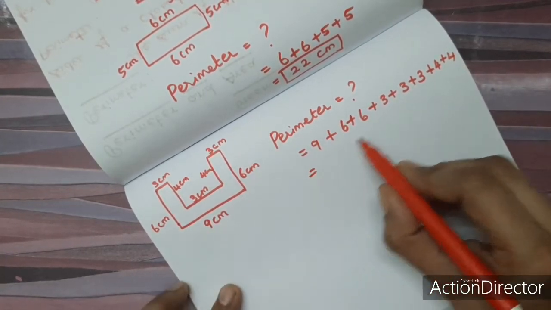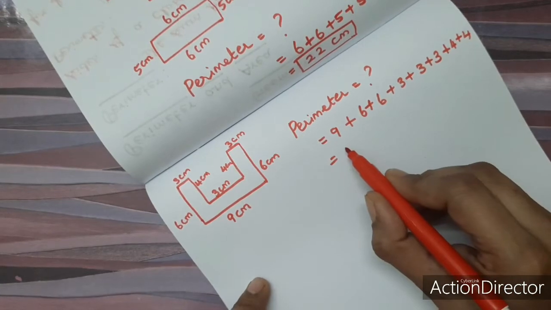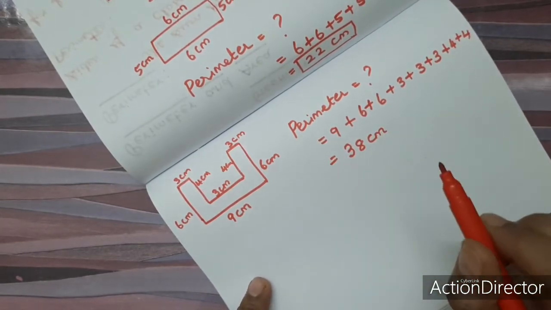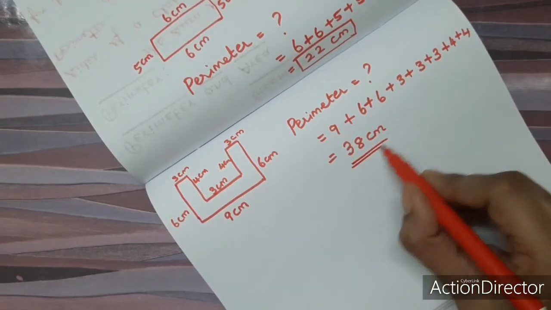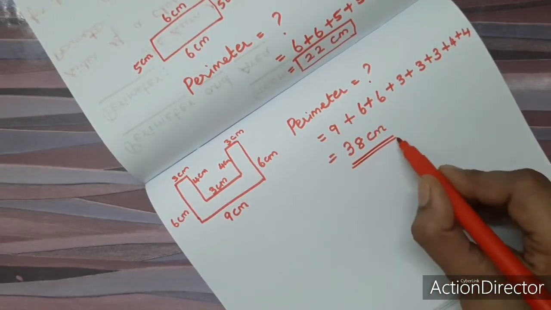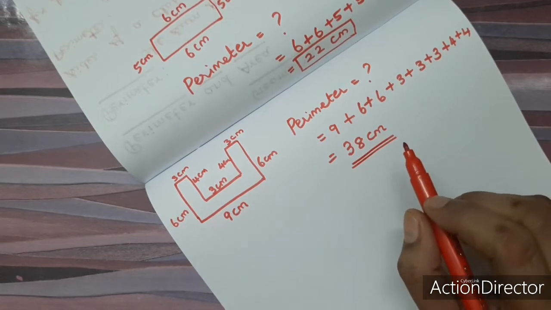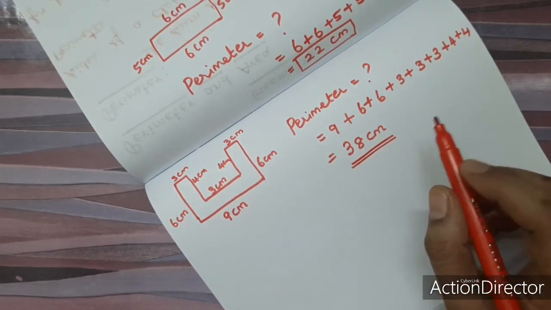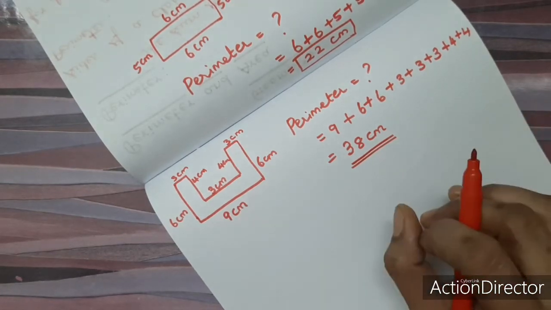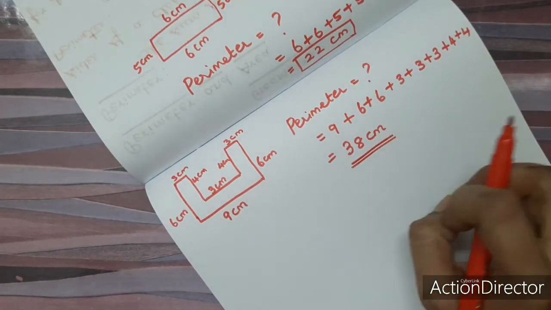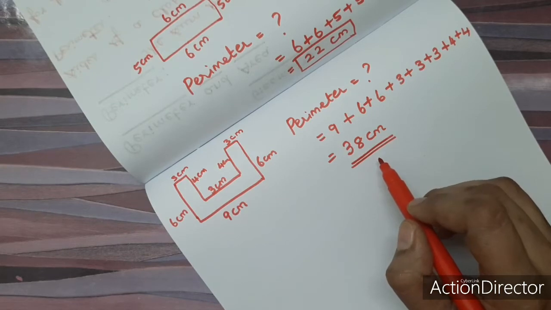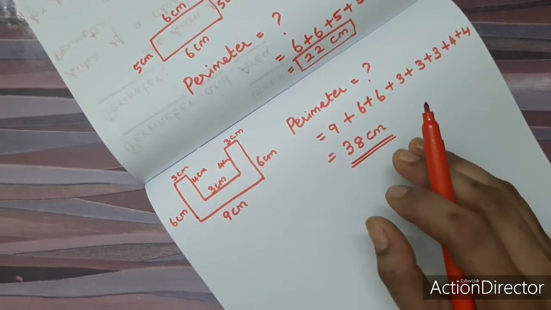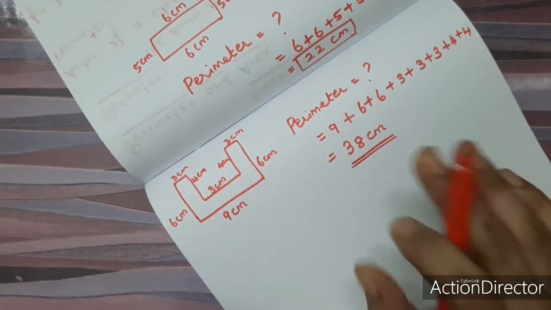So if I add everything, I am getting what? 38 centimeter. Okay, so this is the perimeter. This is the answer for the perimeter. So, to find the perimeter of a shape or a figure, what you will do? You will add all the measurements. You will add all the sides and you will get the answer for the perimeter. Okay, so this is very easy to find perimeter using this method.